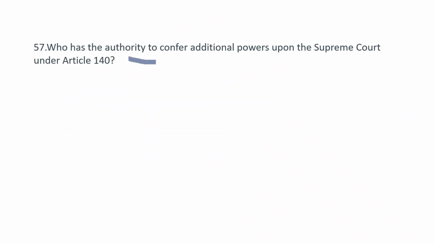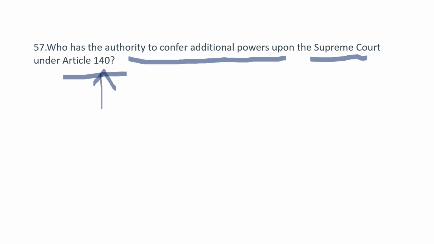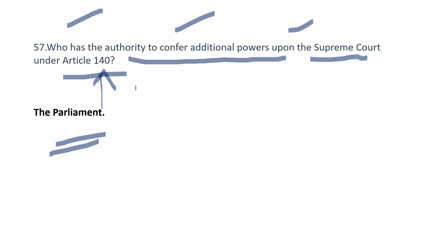Who has the authority to confer additional powers upon the Supreme Court under Article 140? Just now we have seen that under Article 140 the Supreme Court uses its ancillary powers. Now this question is asking who has the authority to confer additional powers upon the Supreme Court under Article 140. The answer is nothing but the Parliament. The Parliament has the authority to confer additional powers upon the Supreme Court under Article 140. Next question.